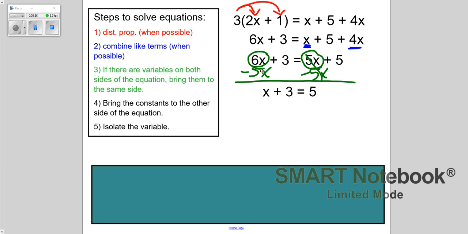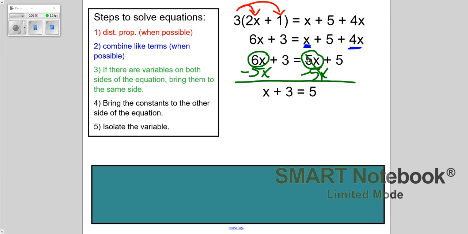When you move the variables like I did in the previous step, in the green step, notice that I chose to move the 5x. It's usually easier if you move the smaller variable. Now there are going to be some equations where it's not easier to do that, but in this case it is, because then you don't have to deal with negative variables.